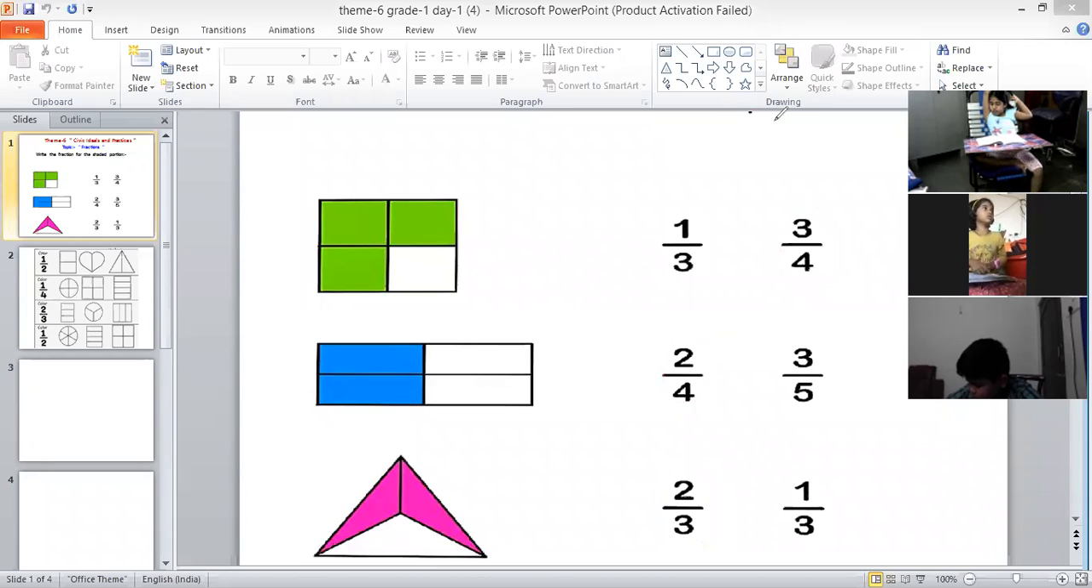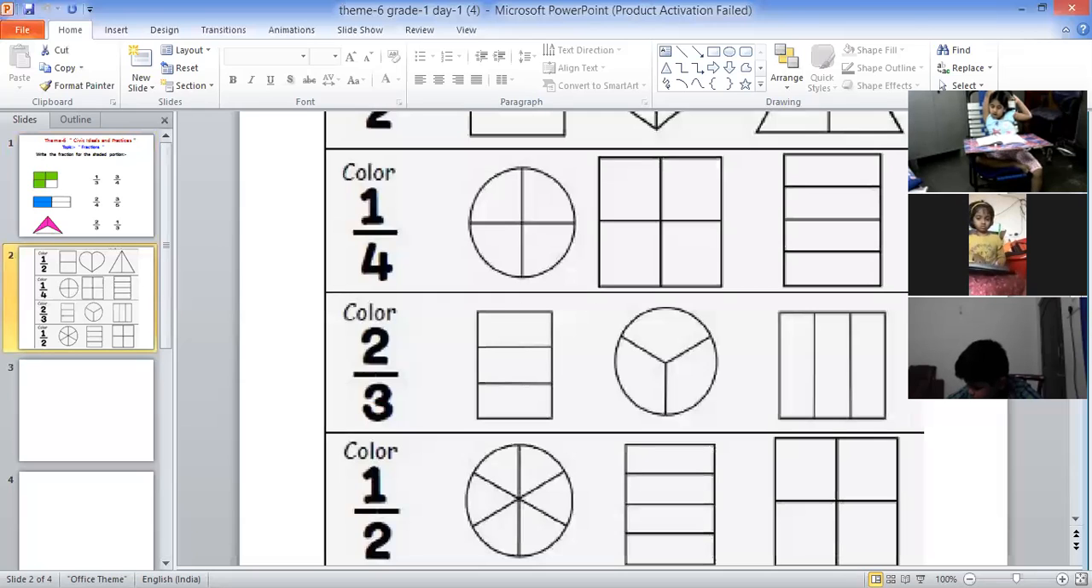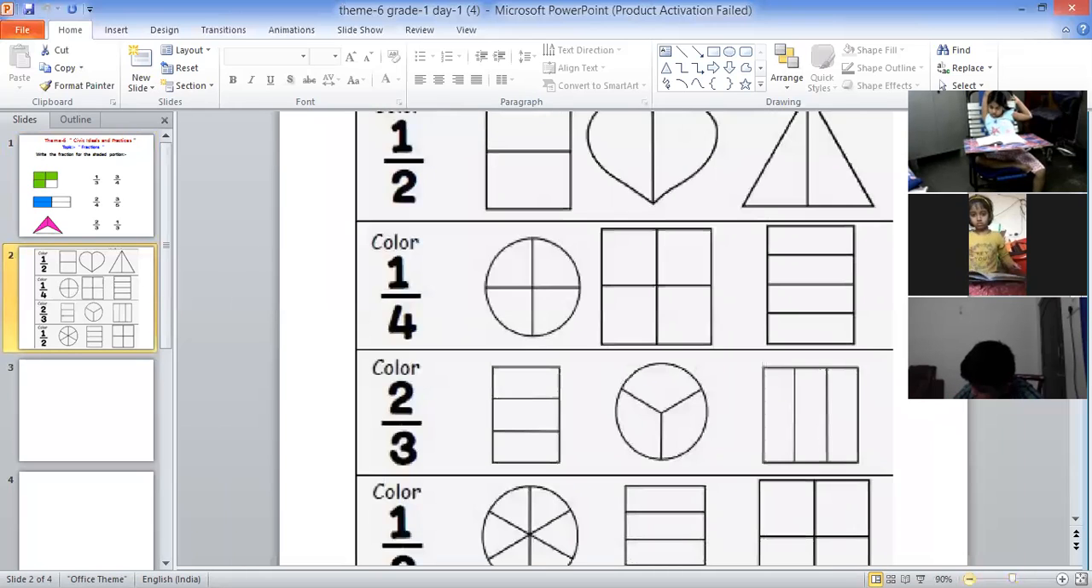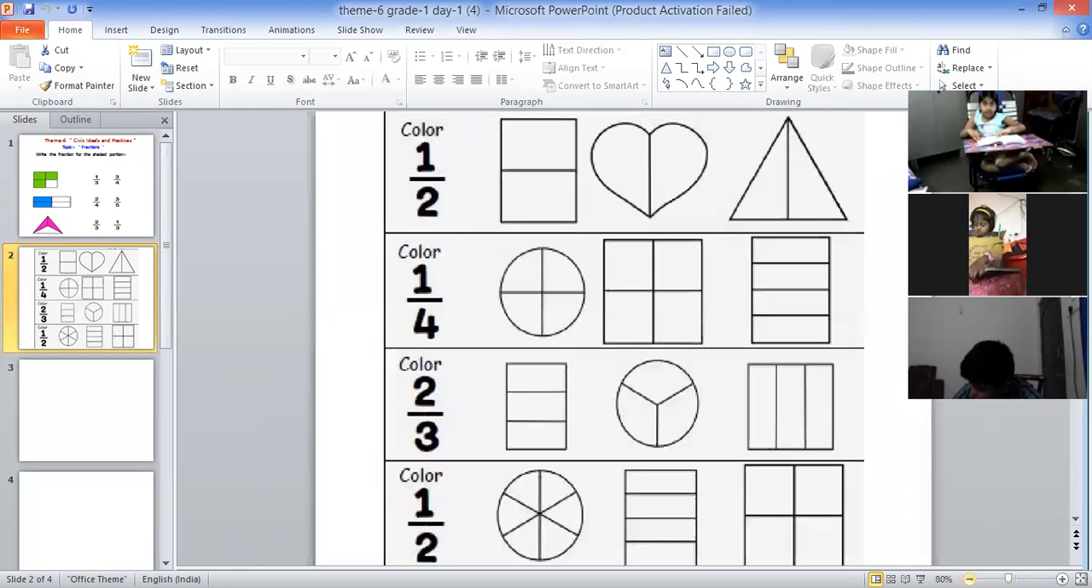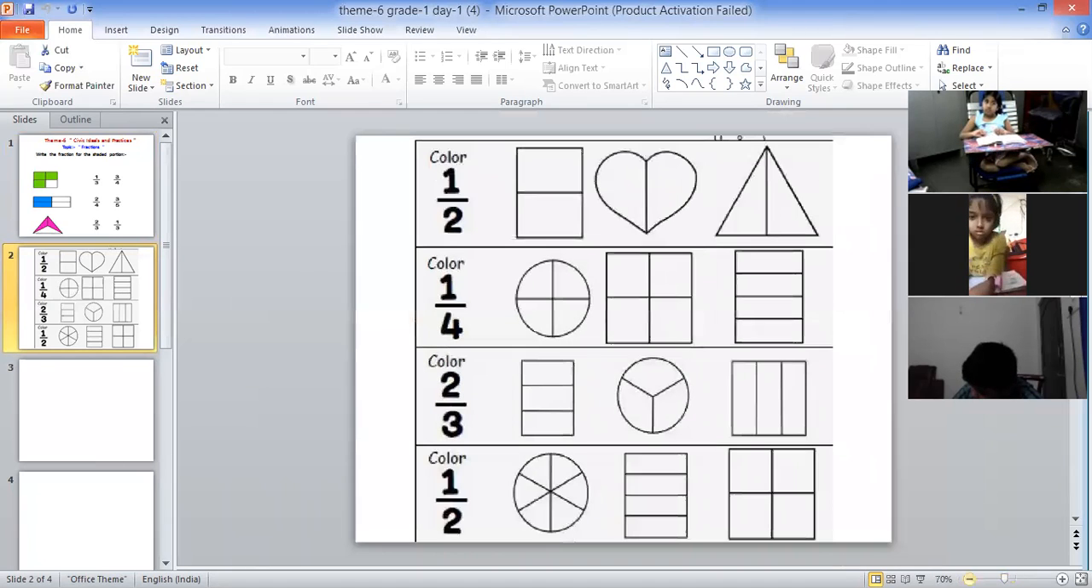I'll clear this now. Okay, children, take out new page. Write date and classwork there. Okay.